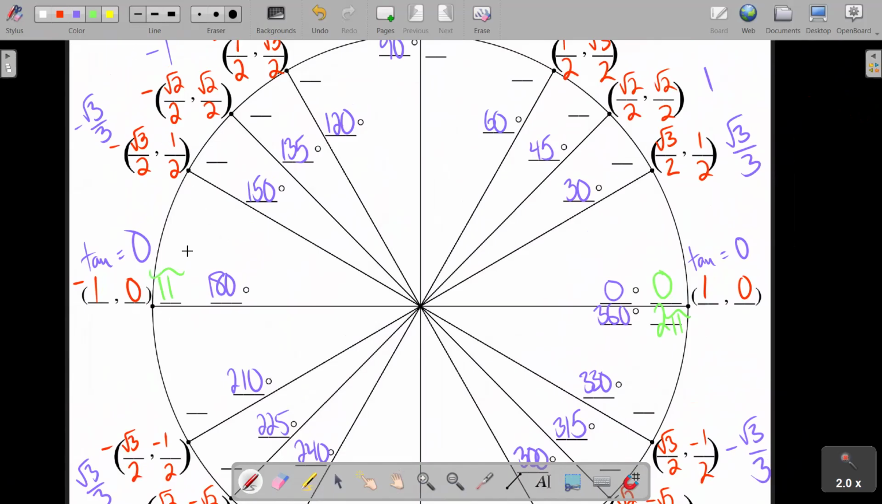Pi. Can you see green when I write in green? Sort of. Just looking for a color that's different than red and purple.